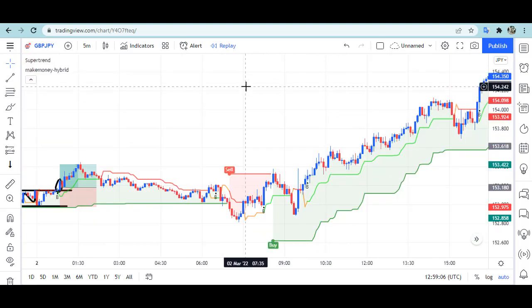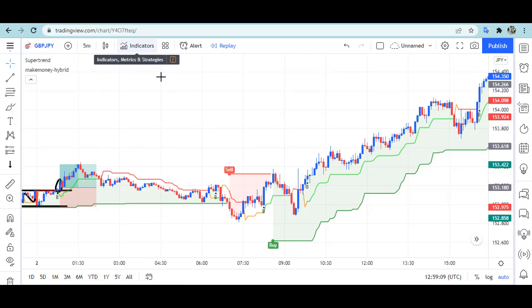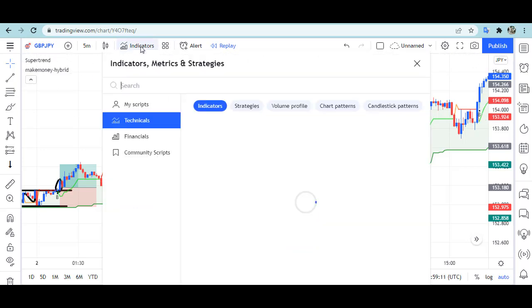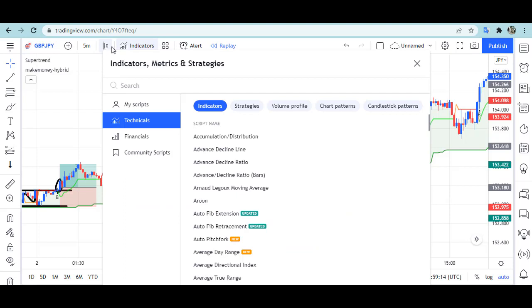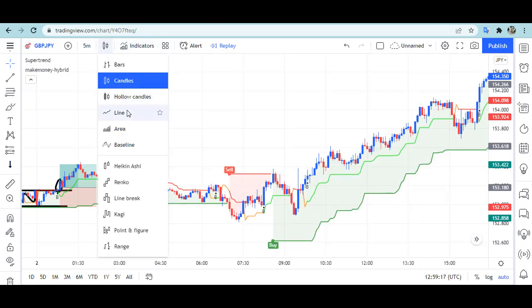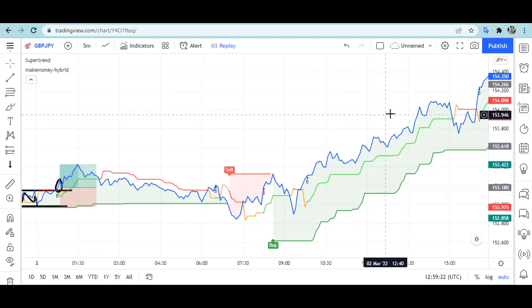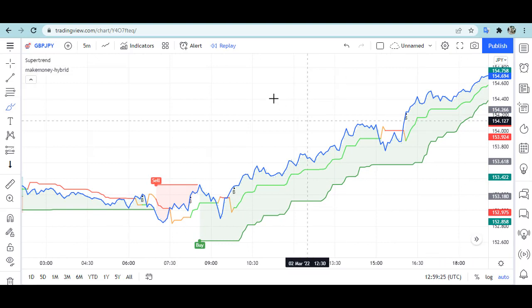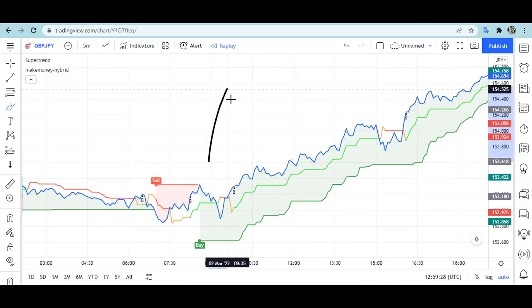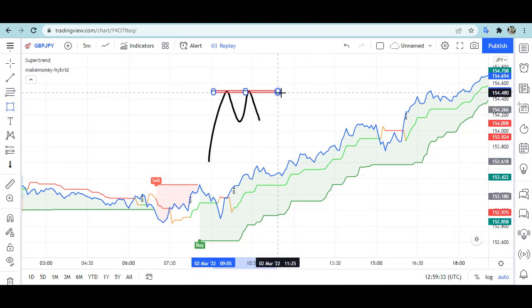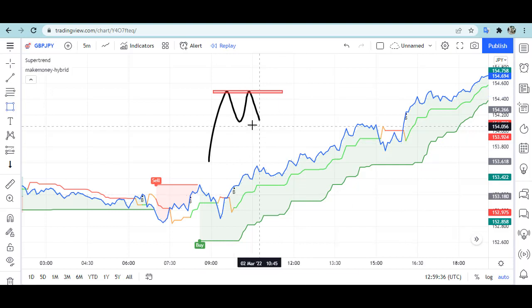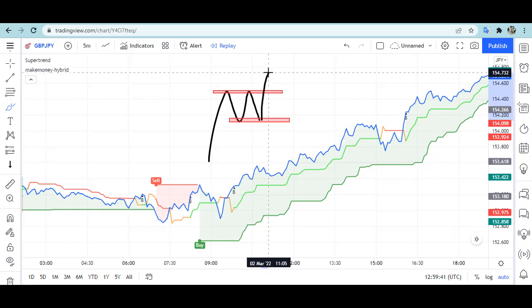If you find it's hard to identify a trading range, you can use a line chart. Change to the line chart to see the swing high and swing low. Two swing highs and two swing lows minimum to identify a trading range. Wait for price to break out of the trading range. Break up for buy and down for sell.